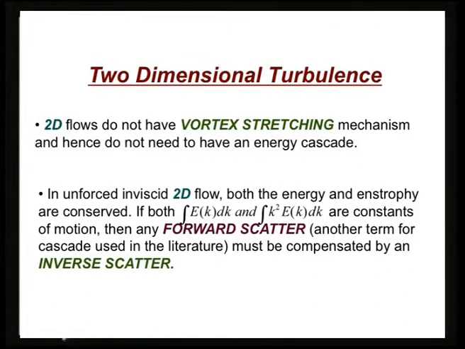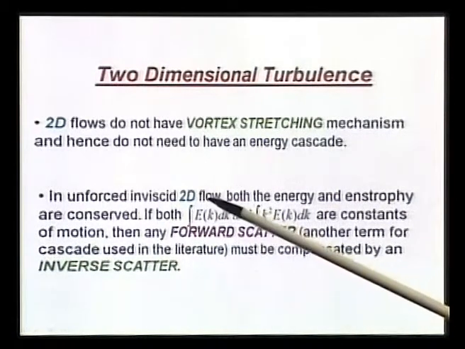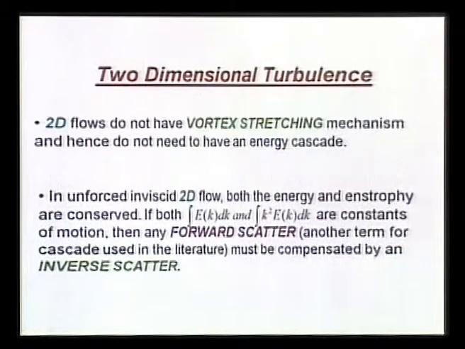Let me now spend a little time on 2D turbulence. 2D turbulence, as we can think of, does not have a vortex stretching mechanism. So, we do not have an energy cascade, as that nonlinear term is missing. If we look at unforced inviscid 2-dimensional flows, then what we can see is that energy and entropy are both conserved.